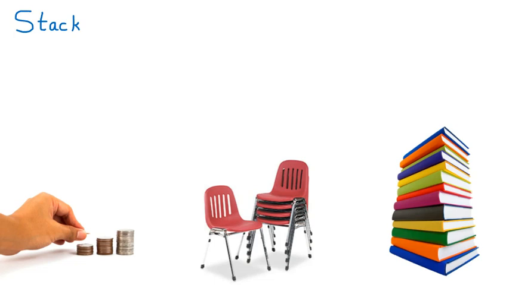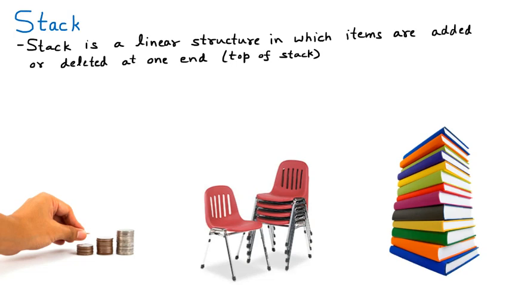Today we are starting the topic which is stack. Now if we go with the definition of stack, then stack is a linear structure in which items are added or deleted at one end, which is called the top of stack. So talking about the definition, it is a linear structure. Linear structure means it is going one by one. There is some kind of sequence in which the elements are added and deleted at only one end.